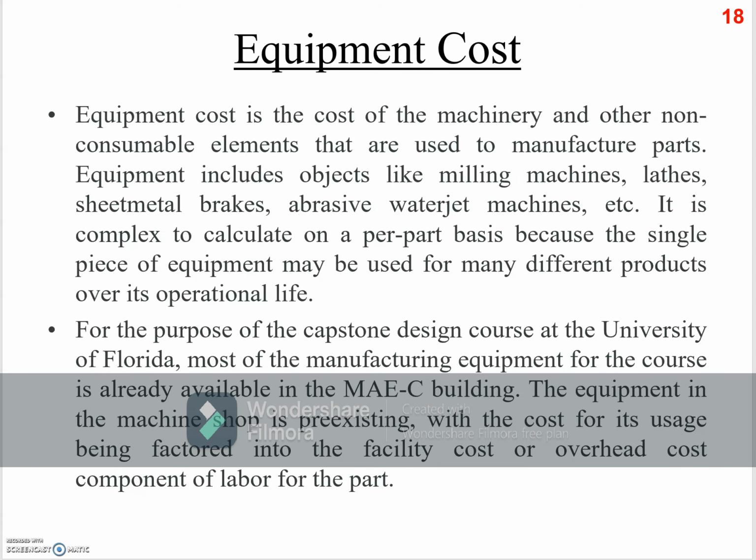Equipment cost is the cost of the machinery and other non-consumable elements that are used to manufacture parts. Equipment includes objects like the milling machines, lathes, sheet metal brakes, abrasive water jet machines, and so forth. It is complex to calculate on a per part basis because a single piece of equipment may be used for many different products over its operational life.